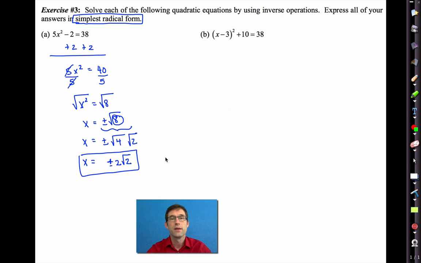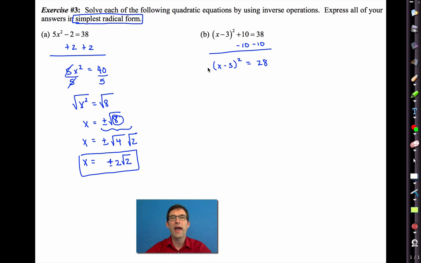All right, simple enough. Let's take a look at one that's a little bit more complicated. Here we've subtracted 3, then we've squared, then we've added 10 and gotten 38, because I really love the number 38 apparently. All right, so we are going to begin by subtracting 10 from both sides. Get rid of that addition by 10. All right, and we get this.